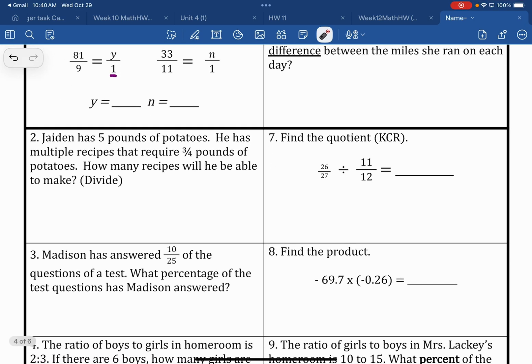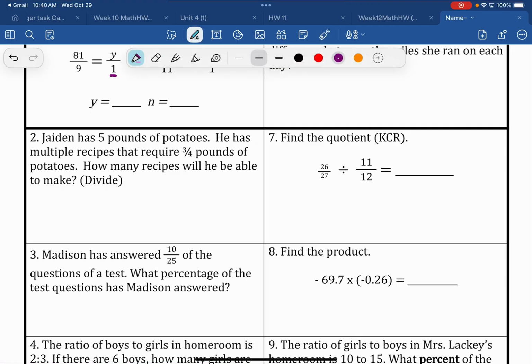Jaden has 5 pounds of potatoes, and he has multiple recipes that require 3/4 pounds of potatoes. How many recipes is he going to be able to divide? So we have 5 pounds of potatoes divided by 3/4. And remember to put this over 1 and do keep, change, reciprocal.